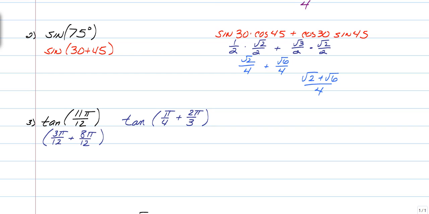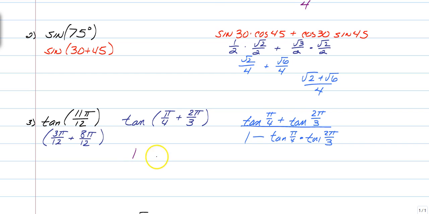Now the formula again is a little bit more complicated, but if you have that, you should be able to work it out. So this one, we have the formula is the tangent of pi over 4 plus the tangent of 2 pi over 3. This is all over 1 minus the tangent of pi over 4 times the tangent of 2 pi over 3. Now again, we are going to need exact values here. So the tangent of pi over 4 is 1.